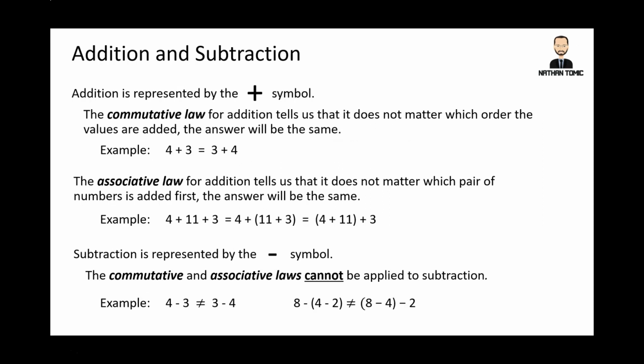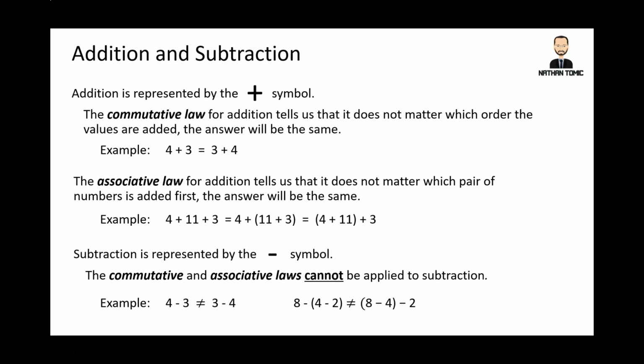So what is addition and subtraction? So this hopefully is revision for you, but addition of course is represented by the plus symbol. Now, the cumulative law for addition tells us that it doesn't matter which order we add values together, we'll always get the same answer. So for the example here, we have 4 plus 3 is also the same as 3 plus 4. It doesn't matter which way around we do the addition, we will get the same answer. So of course 4 plus 3 is 7 and 3 plus 4 is also 7.